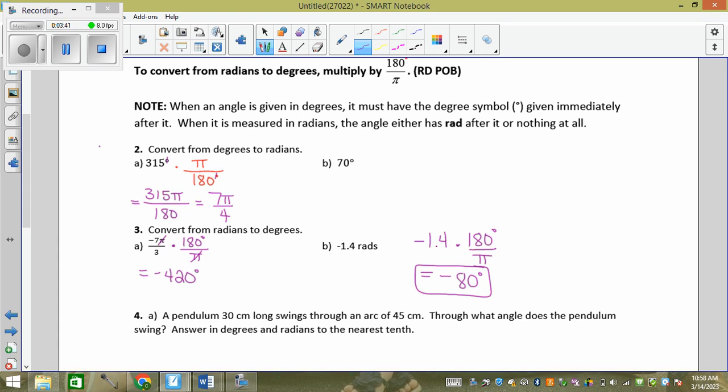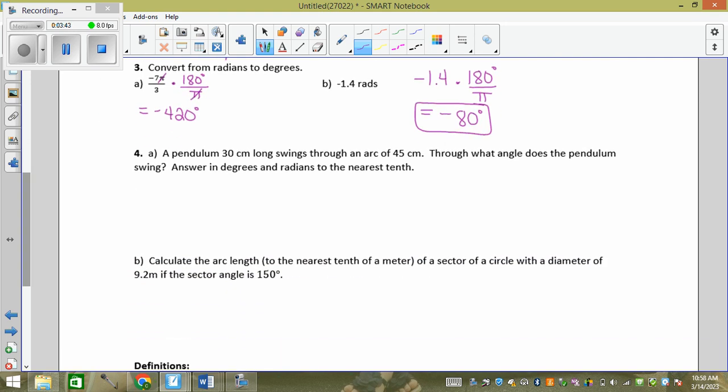Number 4 is a pendulum 30 centimeters long, swings through an arc of 45 centimeters. So here's my pendulum. It is 30 centimeters long, attached to something, and it swings through 45 centimeters. So this would be if it was swinging, right? Swinging along here, and this is 45 centimeters.